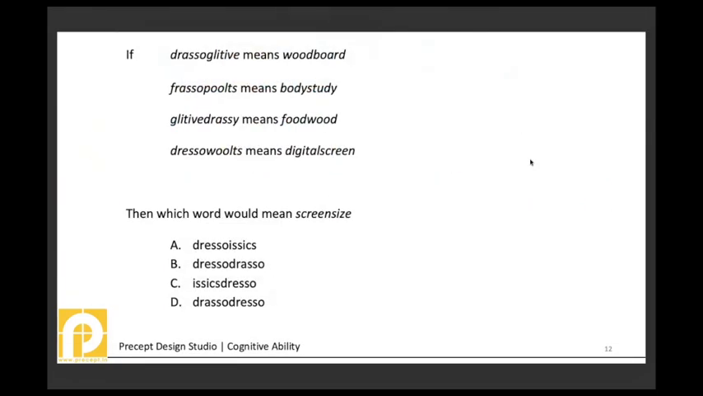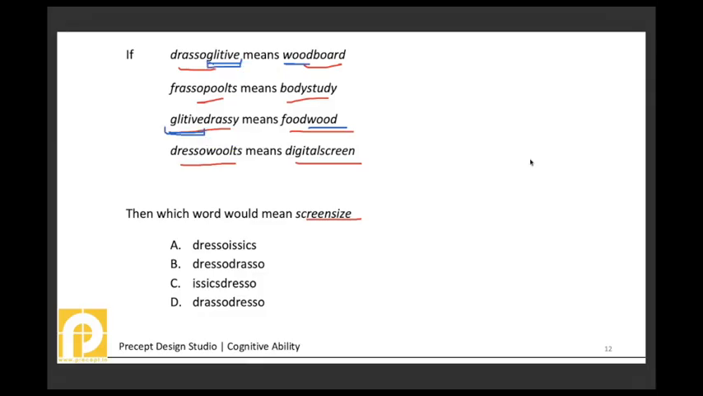If dressoglyph means wood board, phrasoplats means body study, glitter dressy means food wood, and dressovolts means digital screen, what word means screen size? Here, let's try to find out which are the common words that we see. The common word that I am able to find is wood, in both cases. So on the opposite side, the meaning part, the core repetitive word is glitter. Glitter is the repetitive word. Okay, this much.